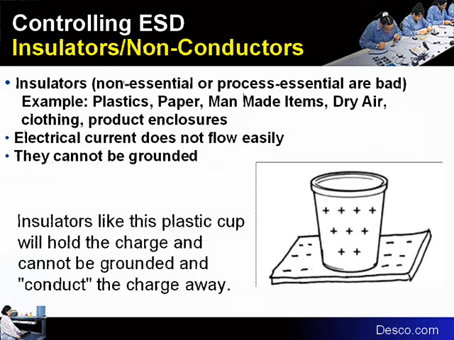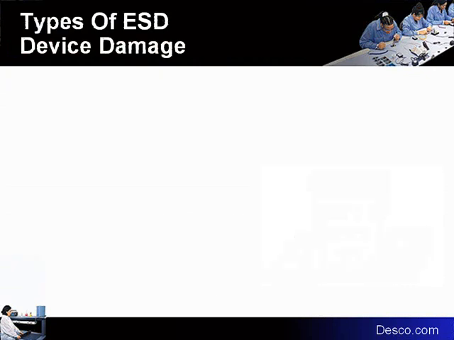Insulators, or non-conductors, are items like plastic, paper, clothing, product enclosures that are not metal. These are items that electrical current does not flow easily and they cannot be grounded. Plastic cups or water bottles, other items such as that cannot be grounded and cannot conduct a charge away.